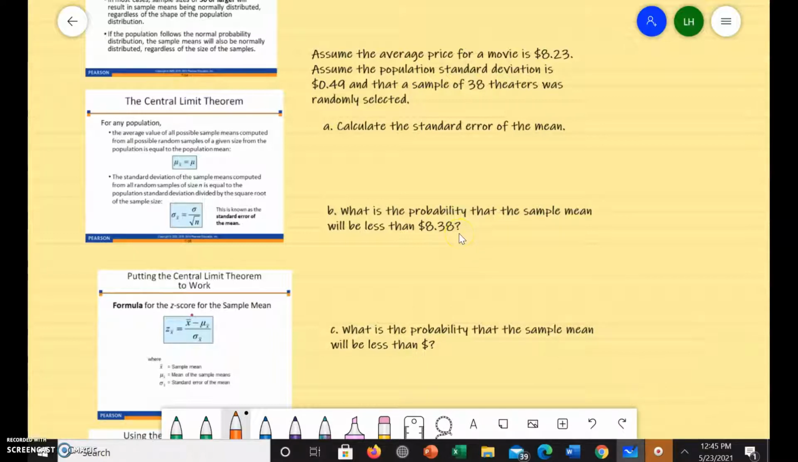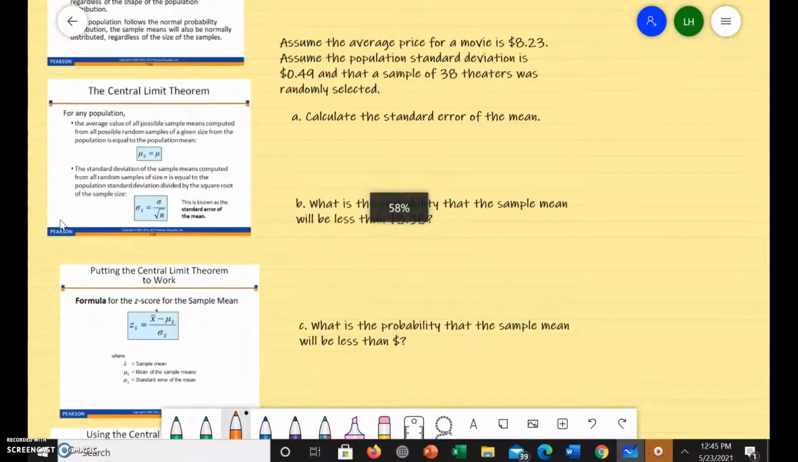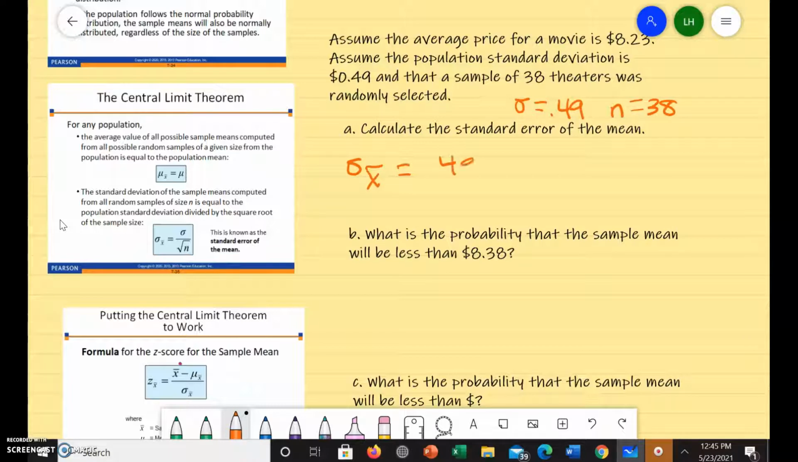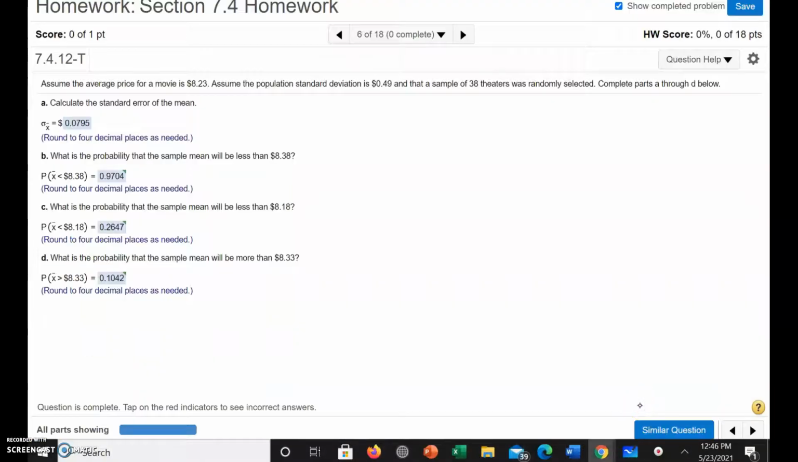So to calculate the standard error of the mean, we have our formula over here to the right. It's the standard deviation divided by the square root of n. Our standard deviation here is 0.49 and n is 38. Which is 7.95 rounded to 2 decimal places.